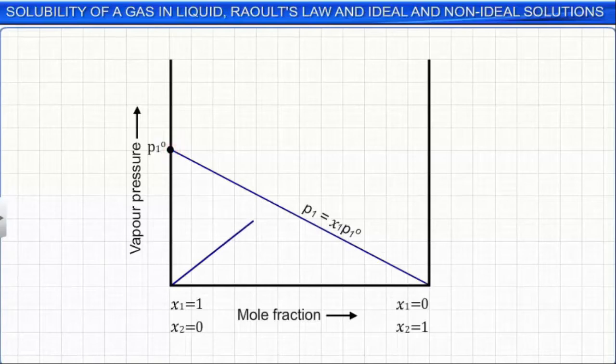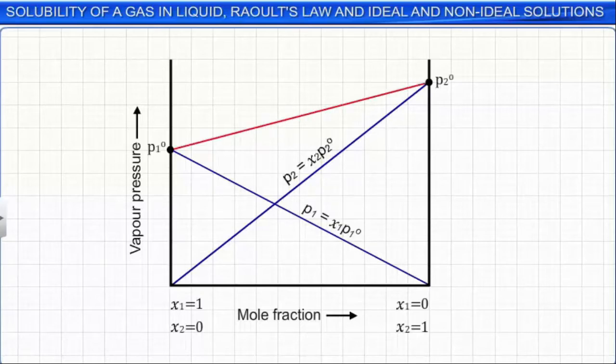Similarly, a plot for component 2 corresponding to the equation P2 equal to x2 P2 naught on the same set of axes is represented as shown here. Now, as can be seen from the curve, the vapor pressure of pure component 2 is higher than that of pure component 1. This means that component 2 is more volatile than component 1.